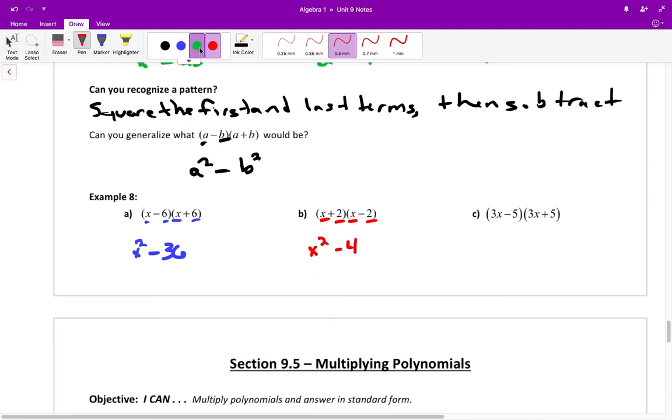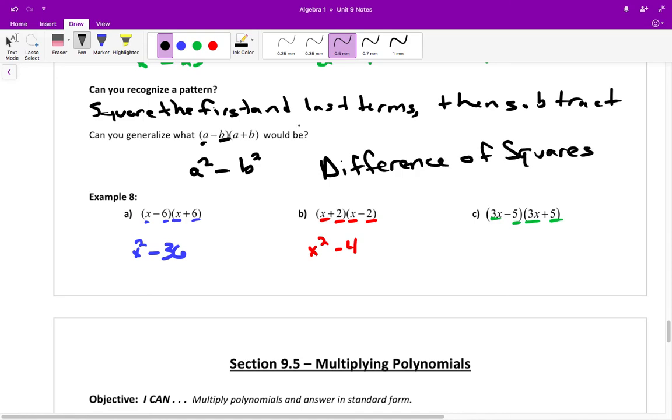Now, this last one's a little tricky. You're still going to use the same process. So notice you've got 3x and minus 5. Same terms, different signs. We call this the difference of squares, is what this is called. So if you're wondering what the name for this is, it's what's known as the difference of squares. And it shows up a lot. It shows up even after Algebra 1, so it's something you got to remember.